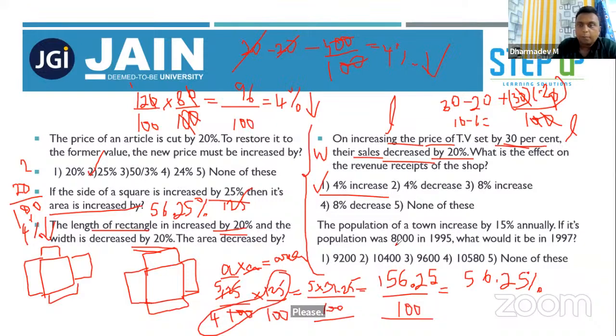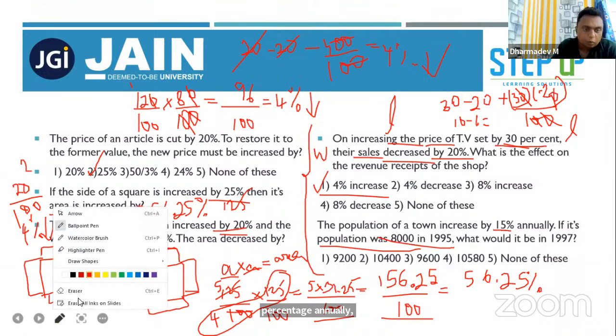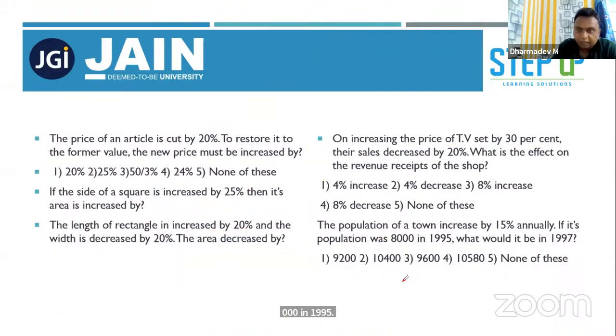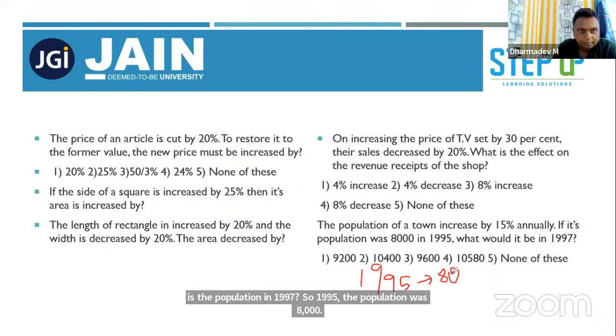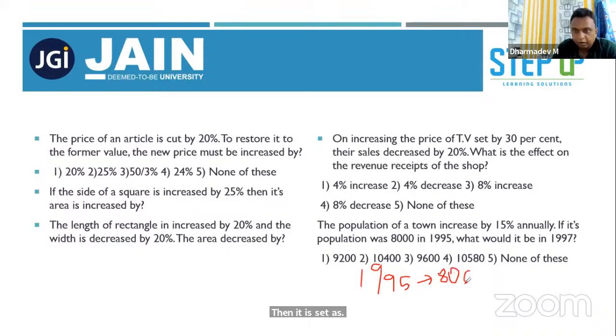Yes. The population of the town was increased by 15% annually. And the population was 8,000 in 1995. What is the population in 1997? So in 1995, the population was 8,000. Yes, correct, Vivian. It is annually increased by 15%. That means find 15% for 1996 because it's 2 years.